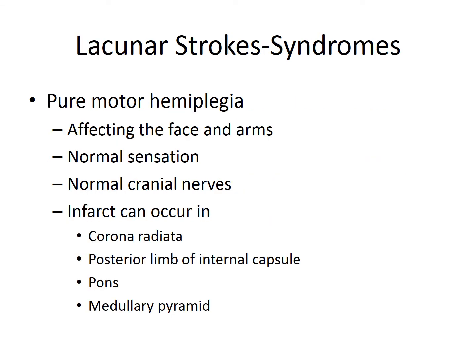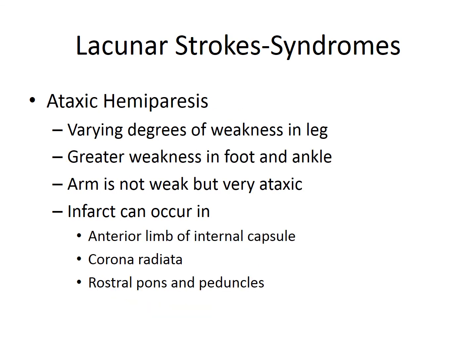When you see deficits with lacunar strokes, you would see pure motor hemiplegia, which would affect the face and the arms. Typically, they have normal sensation, normal cranial nerves. The infarct can occur in the corona radiata, posterior limb of the internal capsule, the pons, or the medullary pyramid. So again, you need to have multiple lacunar strokes before you typically would see deficits.